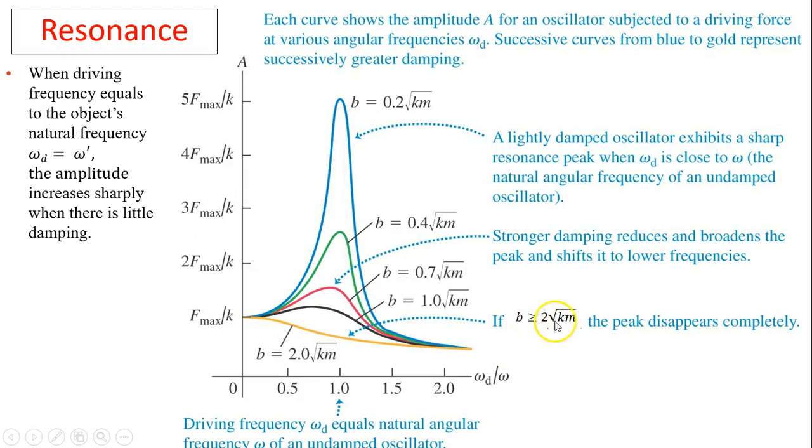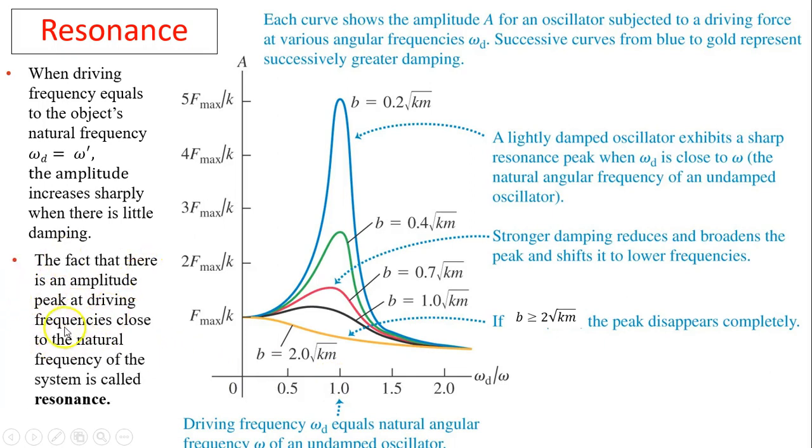If this condition holds, b is greater than or equal to 2 times the square root of km, this is critical damping or overdamping. The peak actually disappears completely. There is no peak at all. So this is where driving frequency omega d equals the natural angular frequency, that's when the ratio equals 1. The fact that there is an amplitude peak at driving frequencies close to the natural frequency of the system is called resonance. So this is called resonance, the increasing amplitude.